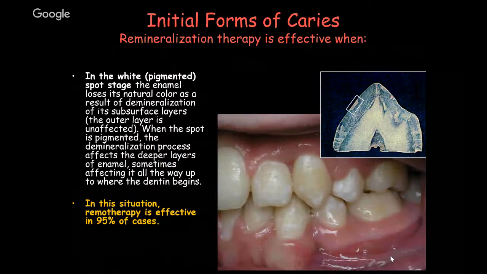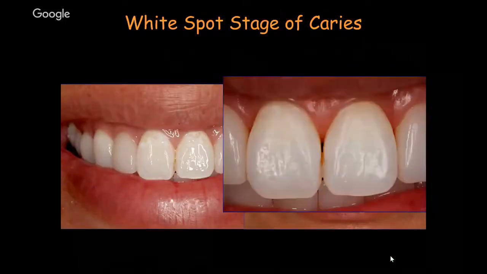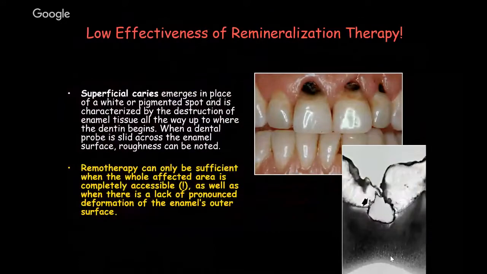About different nosologies. Initial form of caries, in caries at the white spot stage or pigmented spot stage. In this situation, remineralization therapy is effective approximately 100%. The second situation, when we have a low effectiveness of remineralization, is superficial caries.